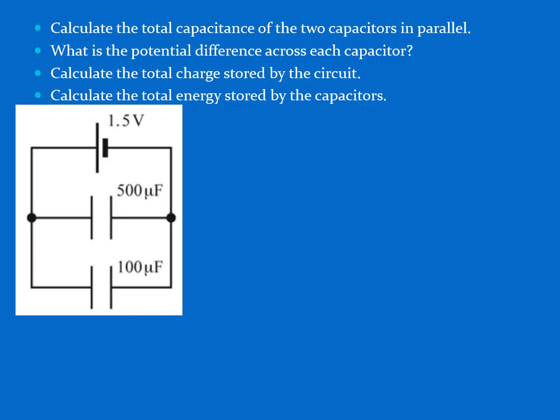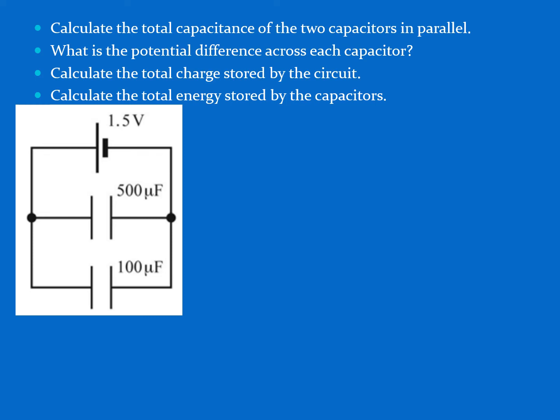Okay, so we've got a circuit with two capacitors in parallel, and we've got a potential difference of 1.5 volts. We need to answer 4 parts to this question. So total capacitance is the first bit. So what is the total capacitance?